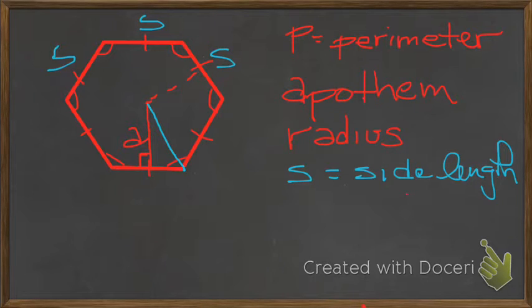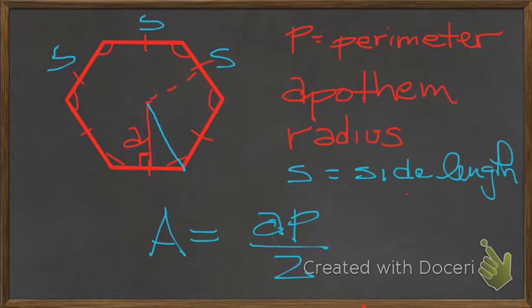Now, the formula for the area is this right here. Capital A, which stands for area, equals the apothem times the perimeter divided by 2. That's how you find the area of any regular polygon. You first find its apothem, multiply it by its perimeter, and then divide by 2. Now on this next page, we're going to revisit some old friends that will help us find specifically the apothem and sometimes the perimeter. So let's have a look at that.